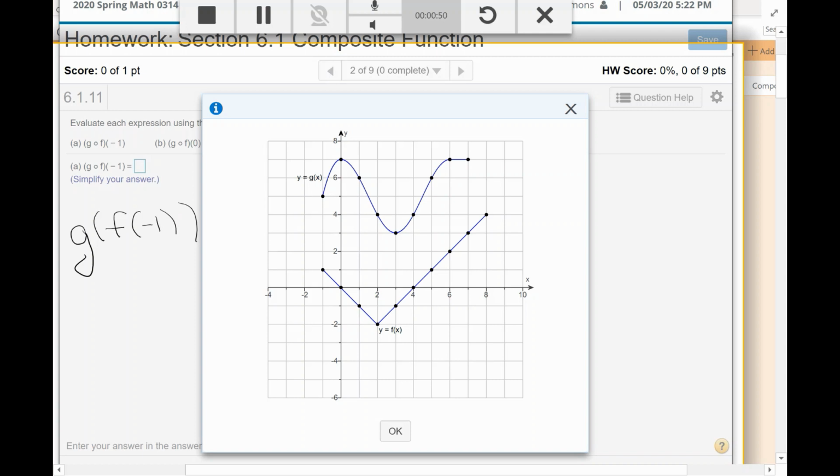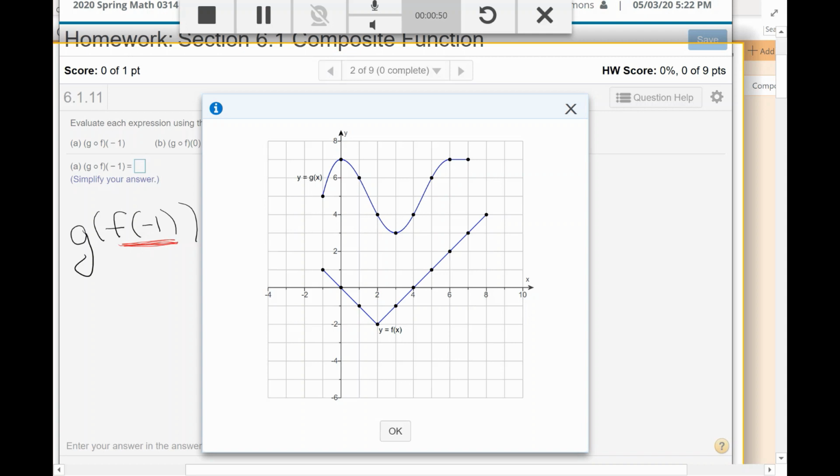I'm going to write it like this because what I have found is that it's more readable if you use the parentheses instead of using that little circle. And I think I talked about that in the previous video. But the first part that we look at is always the innermost function. So I'm going to look at f of -1 first.